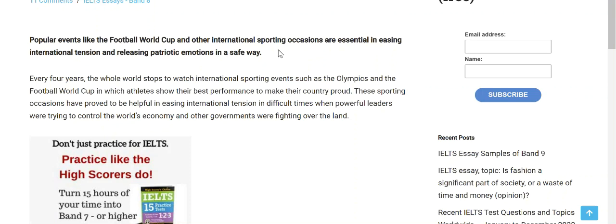You agree or disagree? Remember, these are writing task 2. You have to write 250.